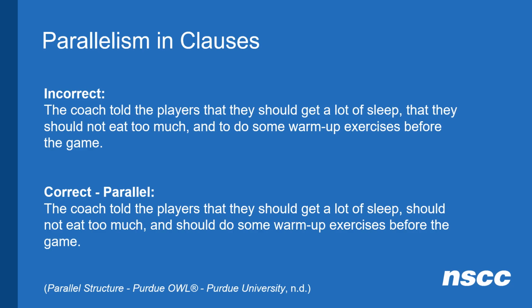What is a clause? An independent clause is a group of words that contain a subject and verb and expresses a complete thought. An independent clause is a sentence. They often go together. You want to keep parallelism in clauses as well. For example, incorrect: The coach told the players that they should get a lot of sleep, that they should not eat too much, and to do some warm-up exercises before the game. Correct, parallel: The coach told the players that they should get a lot of sleep, should not eat too much, and should do some warm-up exercises before the game.